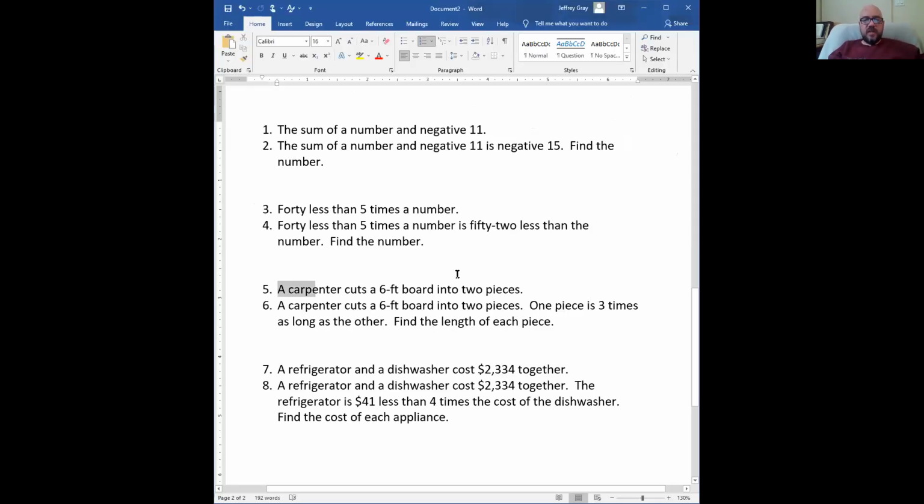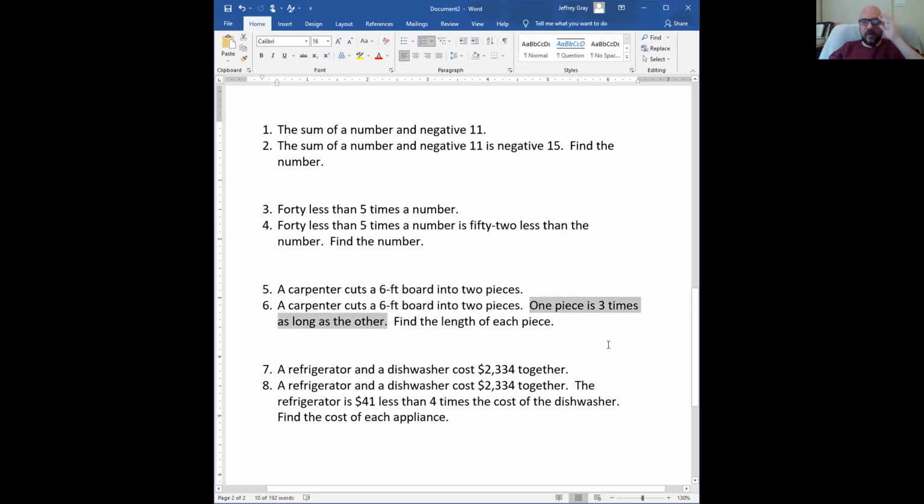So all it says is a carpenter cuts a 6-foot board into 2 pieces, right? I haven't looked at any information about the 2 pieces. I don't know what they're looking for. I don't know any relationship yet. Of course, that's in the next sentence, right? One piece is 3 times as long as the other. Find the length of each piece.